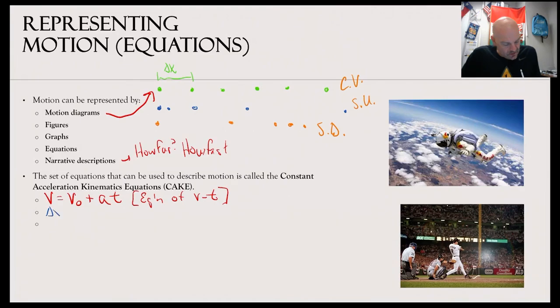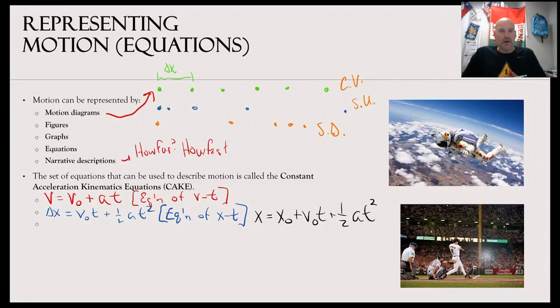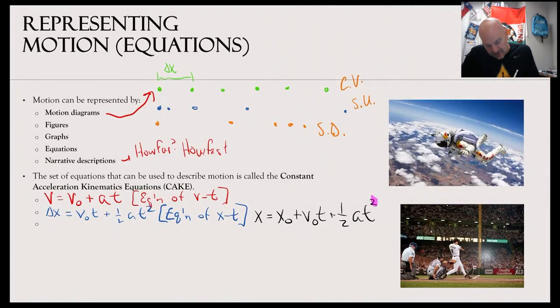The next one is delta x equals v0 t plus 1/2 a t squared. This is actually the equation of an x-t graph, a position-time graph. But on the formula sheet, I want to make sure that we distinguish. You'll see this equation written like this. One thing to note with this equation is that it is a quadratic, okay?